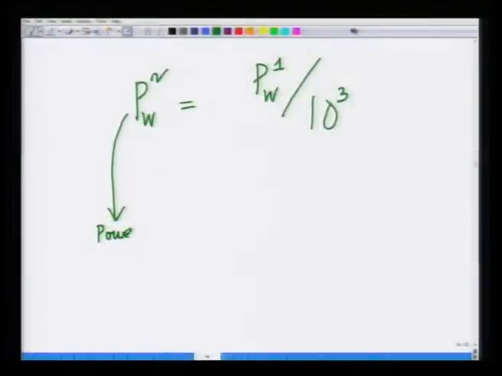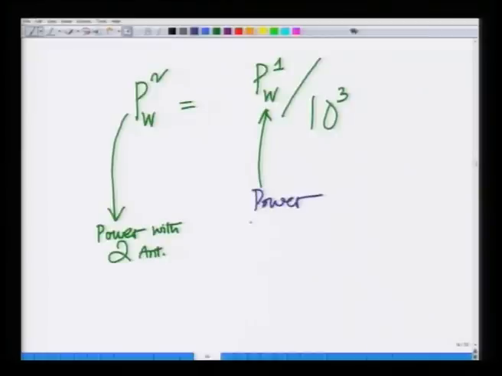single receive antenna. So, PW2 is power with 2 antennas and PW1 is nothing but power with 1 antenna. Thus, PW2 is 1000 times lesser than the power required with one antenna. That is, if 10 kilowatts was required with one receive antenna, now we require 10 kilowatts by 1000, which is simply 10 watts.